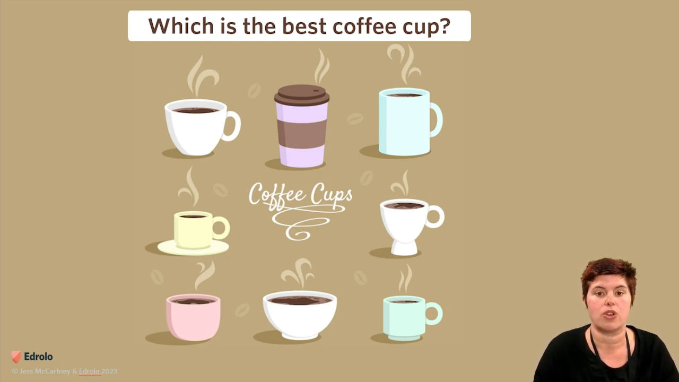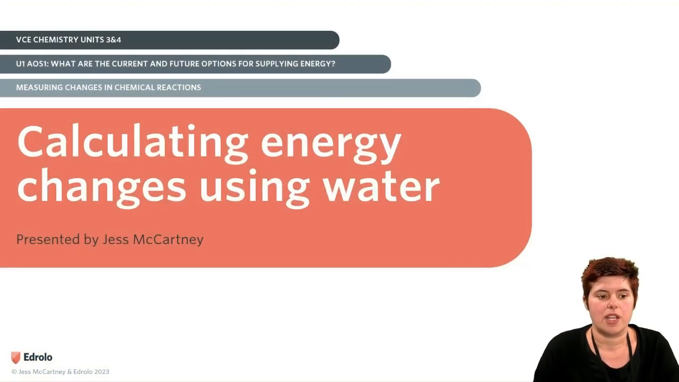And then you have your thermos or vacuum insulated mugs, and this is where it can keep your coffee hot for hours. So, if we're thinking about the coffee cup, what is happening there? Well, it's all about insulation, and that's what we're going to talk about today when we're thinking about heat loss. So in today's lesson, we're going to be calculating energy changes using water.